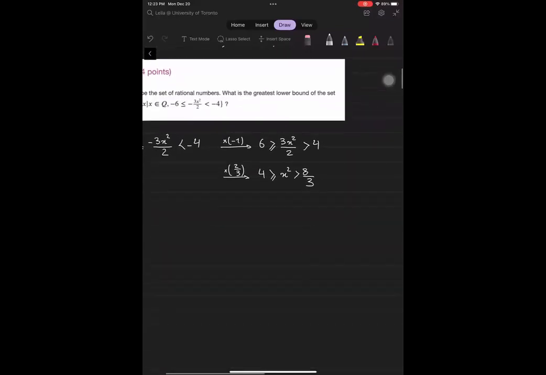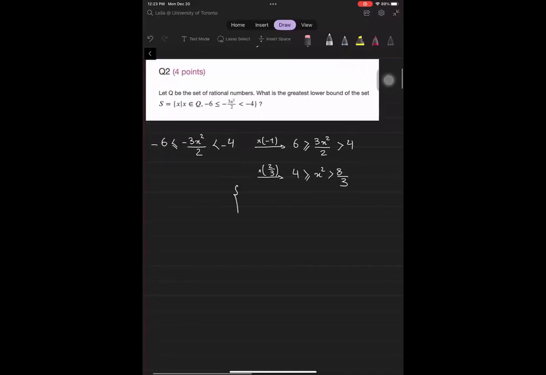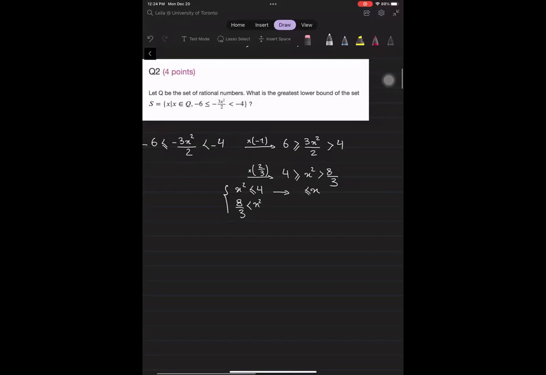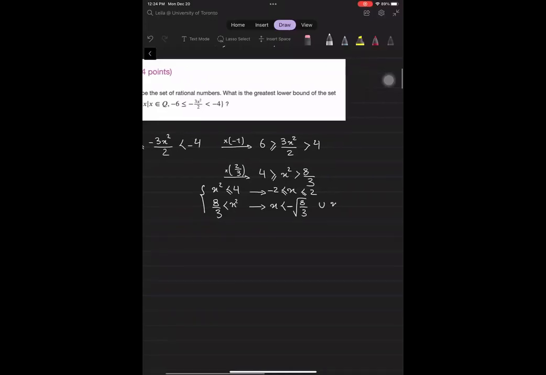Now for these ones, you want to separate the cases. So you have x squared smaller than or equal to 4, and then x squared greater than 8 over 3. For this one, you have x is between -2 and 2. And then for this one, you have x smaller than negative square root of 8 over 3 union x greater than square root of 8 over 3.